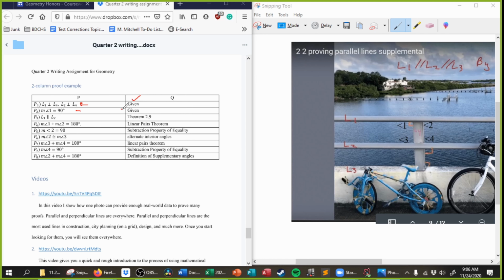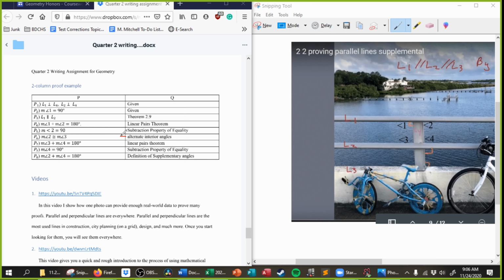I did this because of this. I did this because of this. I could do this because of this. I could do this because of this. Personally, I find these so much easier, more efficient, and I find that I do a much better job writing a written paragraph proof if I can base it off of this.